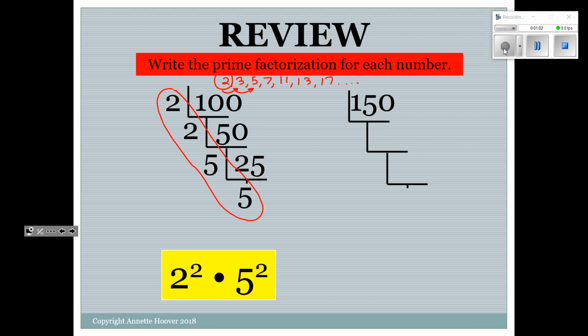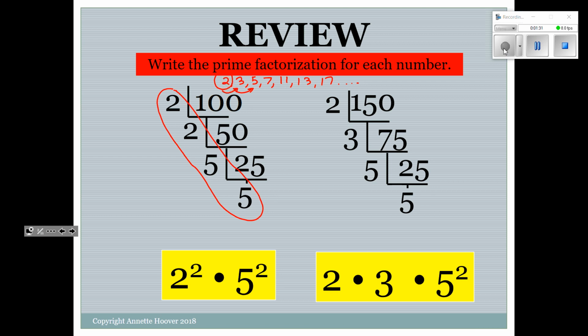And our next one, 150. It's even, so we divide by 2, which is 75. 75 is not even, so we go to the next prime number, which is 3. It is divisible by 3. 75 divided by 3 is 25. 25 is not even, so we go to 3. It's not divisible by 3, so we go to 5. It is divisible by 5, and that is 5. So the prime factors are 2 times 3 times 5 squared.